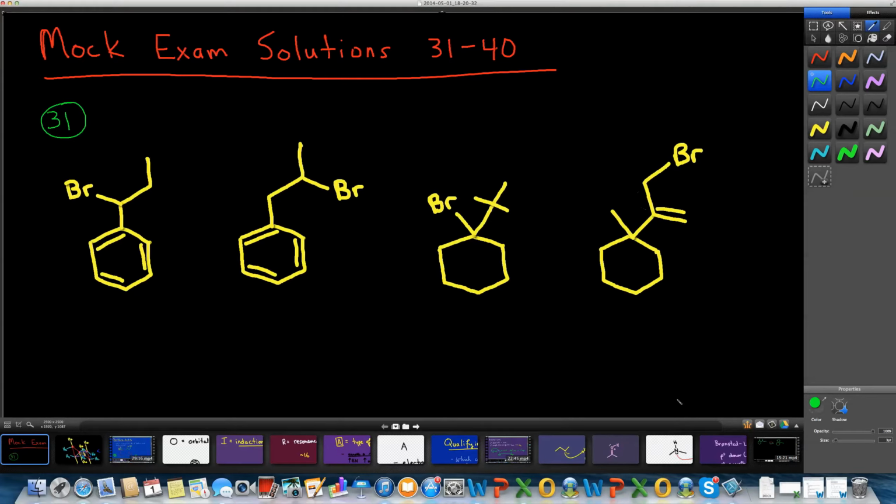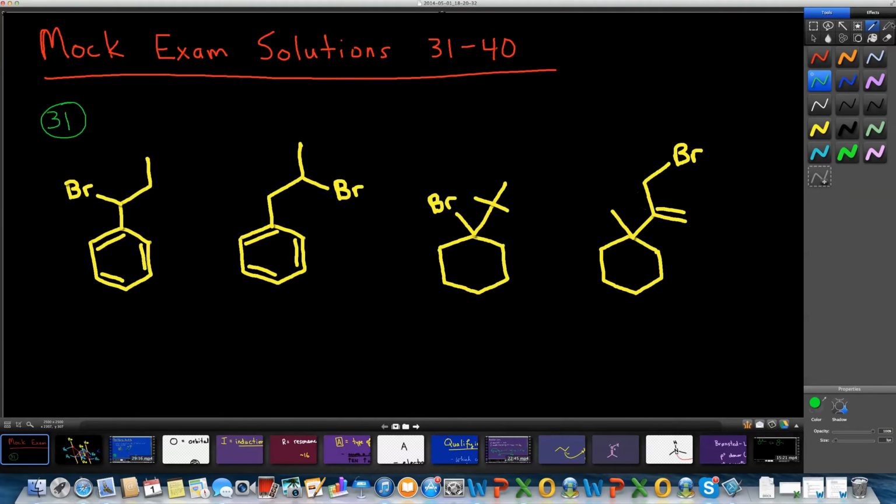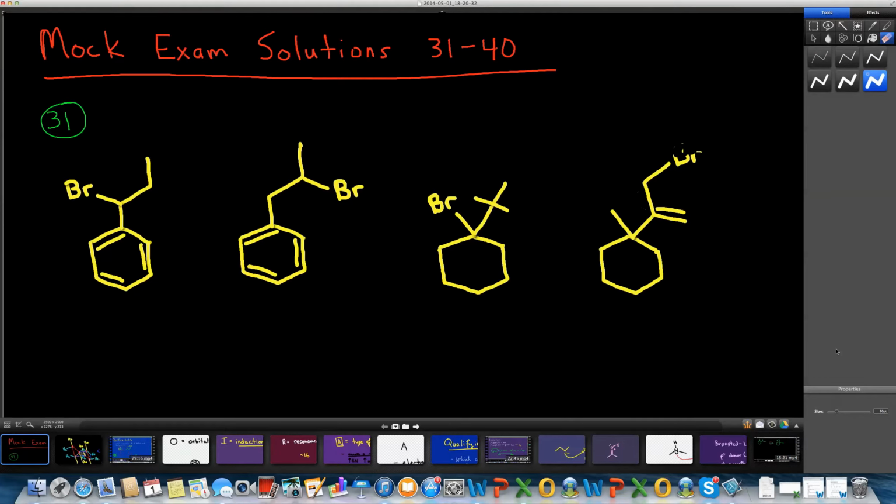So let's pick up with number 31. We have 4 different compounds and we want to identify the substrate that will be most reactive under SN1 conditions. So in each of these cases, the bromine is going to leave. So I'm going to go ahead and facilitate that process, and we'll look at the intermediates.